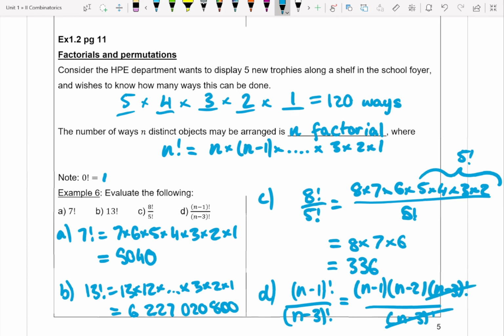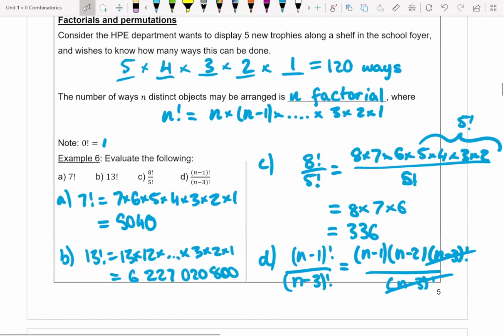So these two are going to cancel because they're all the same: n minus 3 times n minus 4, all the way until it gets to times 3, times 2, times 1. So all we're left with is n minus 1 times n minus 2. Are we going to get any more information if we expand these brackets? Not really, so we just leave it in factorized form. We can see if our value of n was, say, 4, this would be 3 times 2, which would be 6.